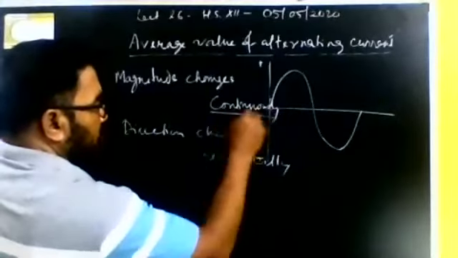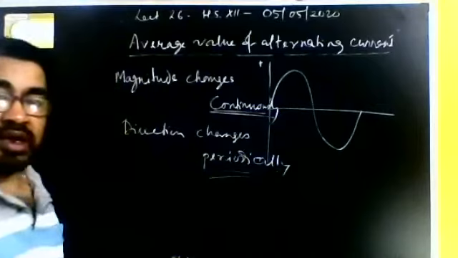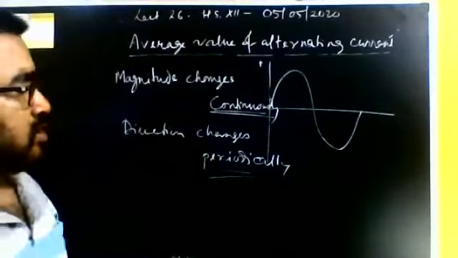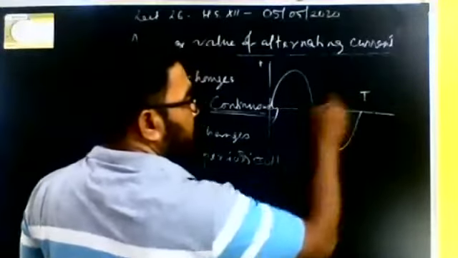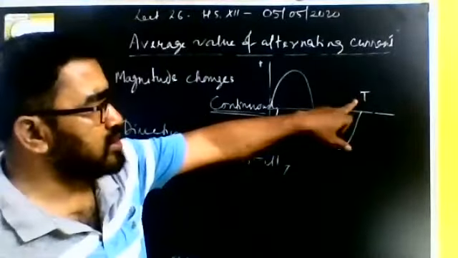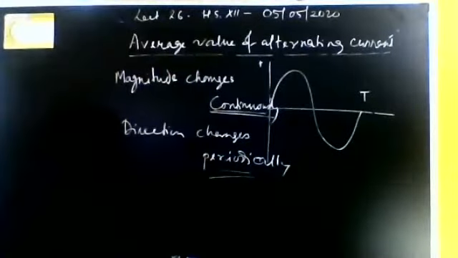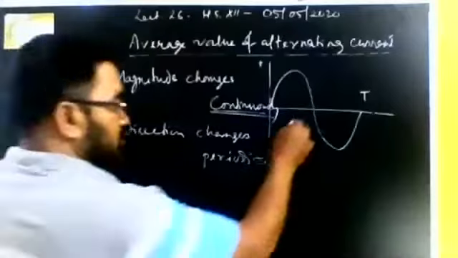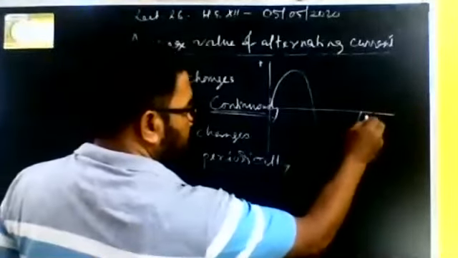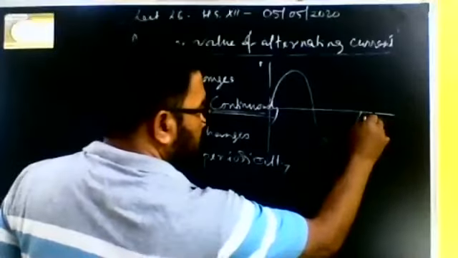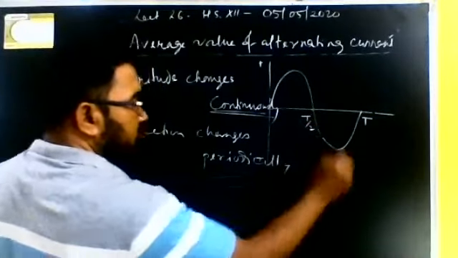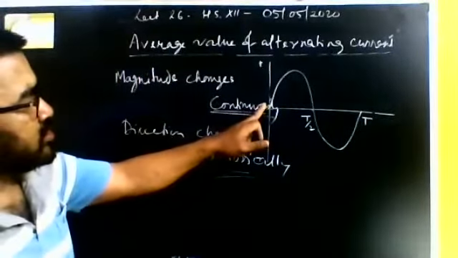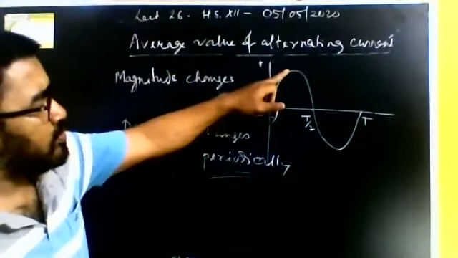This is important. So magnitude changes continuously and direction changes periodically. So what is period? That is the time period. The total time for a complete cycle is called the time period. T is the total time period. And the upper half and lower half, right? So if this is the total time, this will be T by 2, half of the time. You see the magnitude, this is the variation of alternating current.